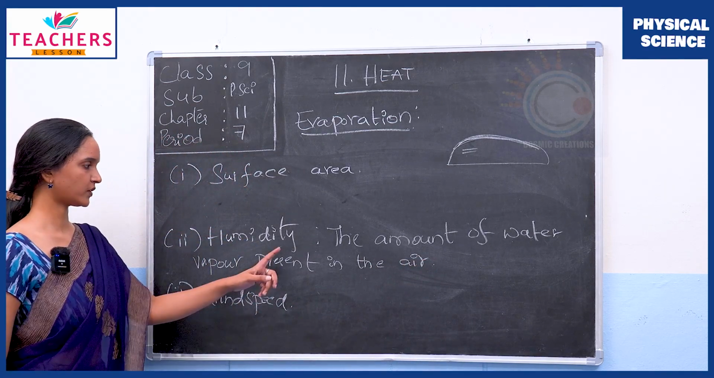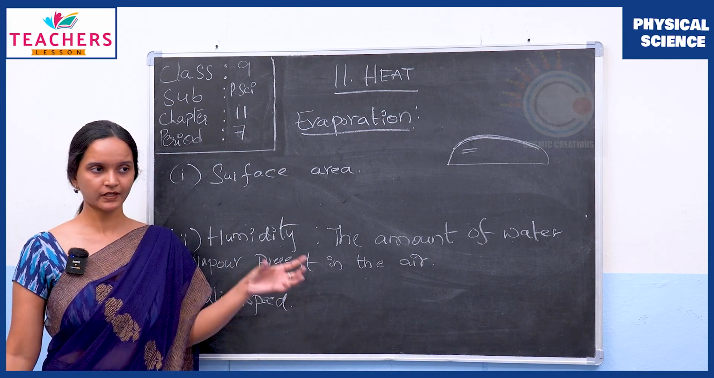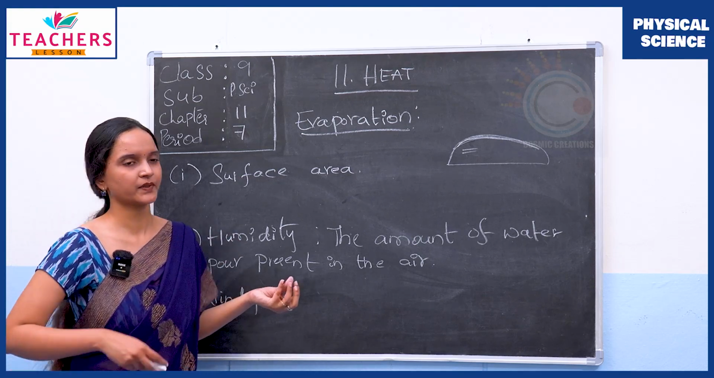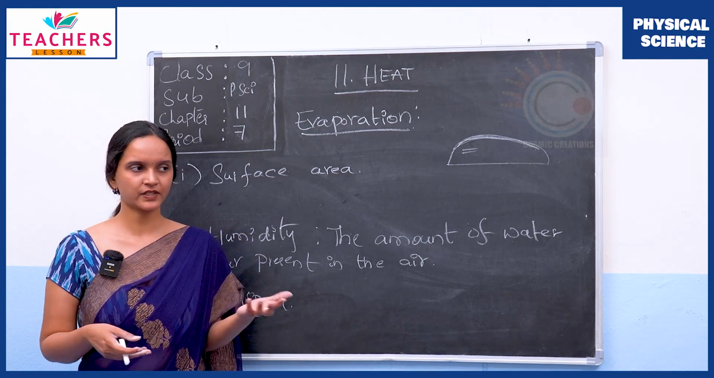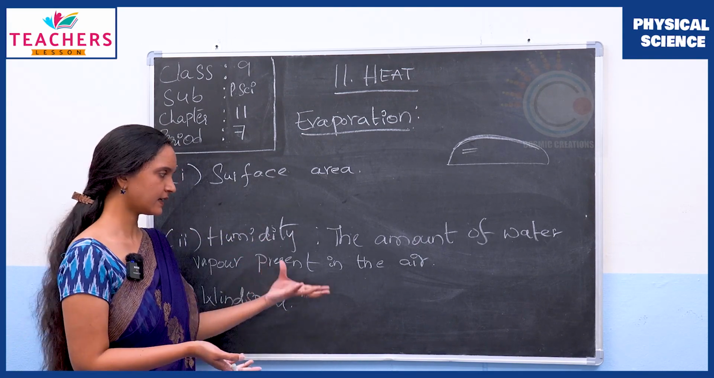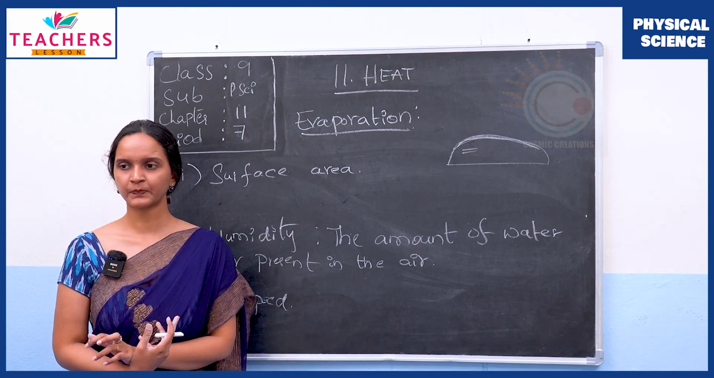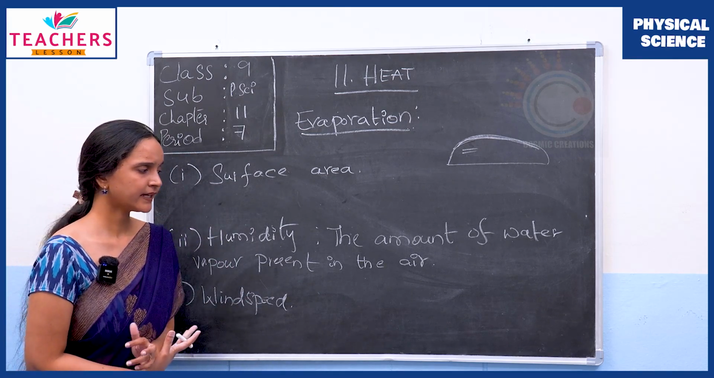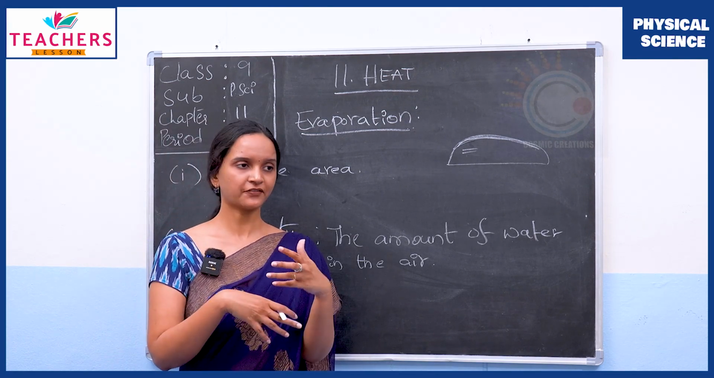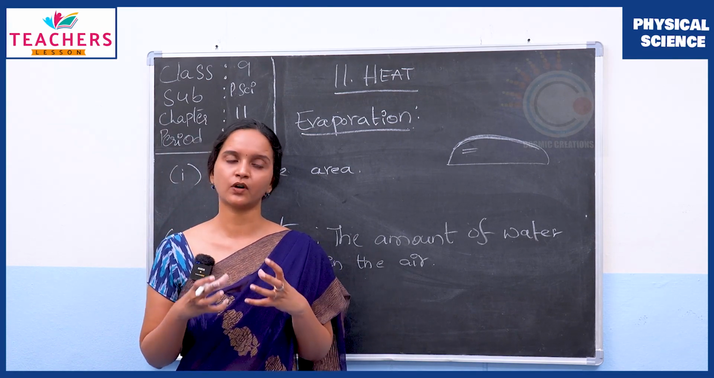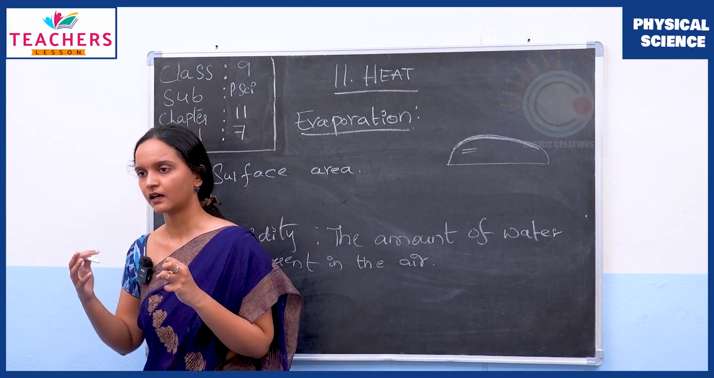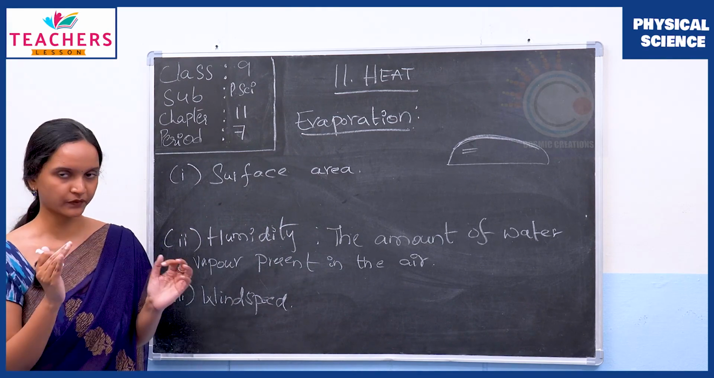The amount of water vapor present in the air or atmosphere is called humidity. So if more water vapor is present in the atmosphere, then we say that it is very humid. Less humid means less water vapor present. Now, at any given temperature or pressure, the air can hold only a certain amount of water vapor. Exceeding this, the air cannot hold any excess water vapor.